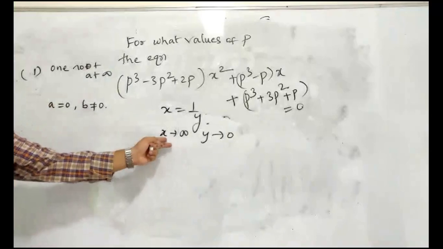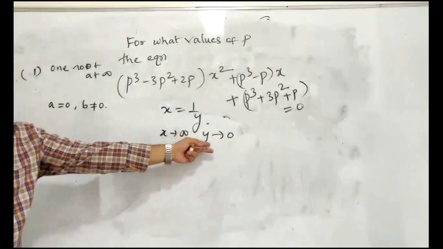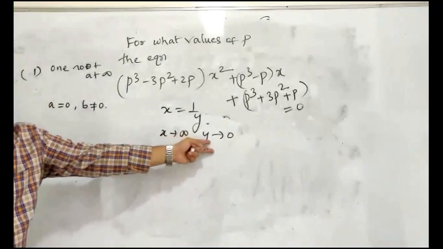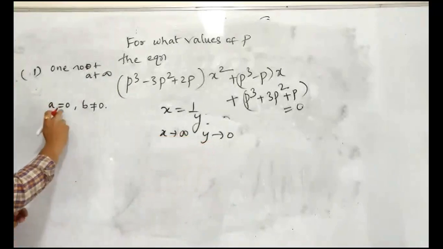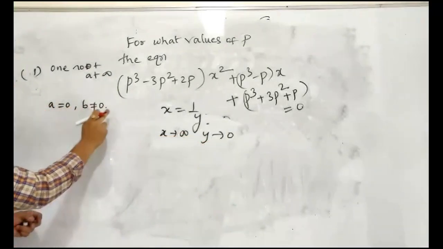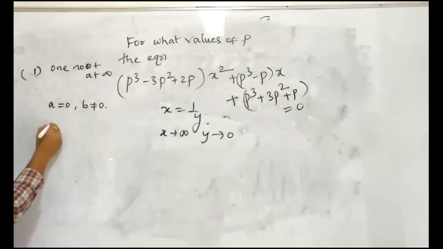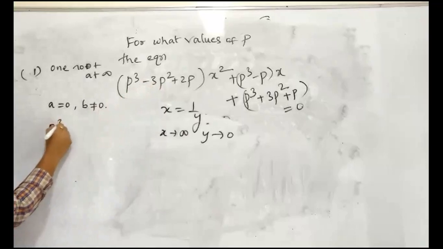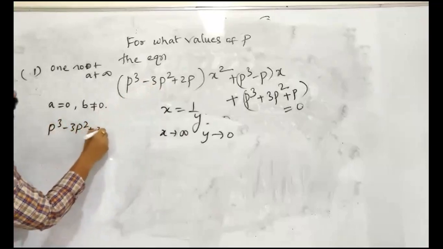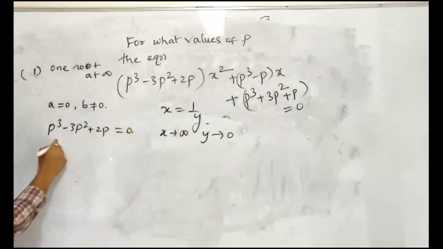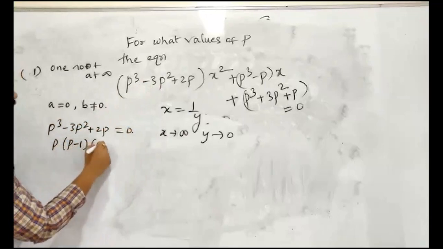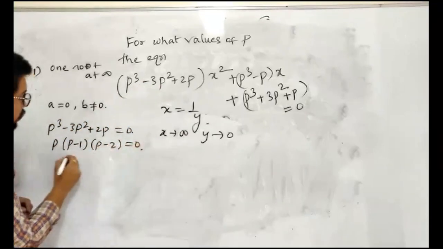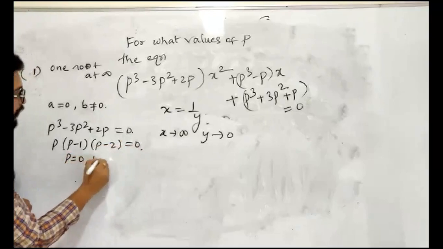We have solved like this. As x tends to infinity, y tends to 0. So when one root is infinity, a must be equal to 0 and b must not be equal to 0. So you see, p cube minus 3p square plus 2p is equal to 0. So p into p minus 1 into p minus 2 is equal to 0. So you'll get p is equal to 0, comma 1, comma 2.